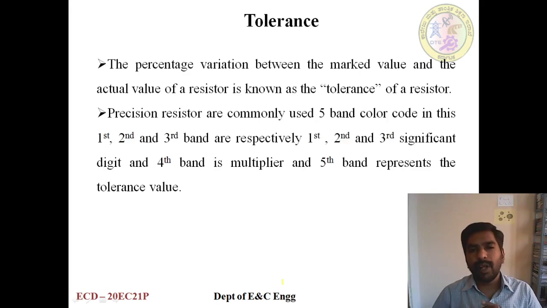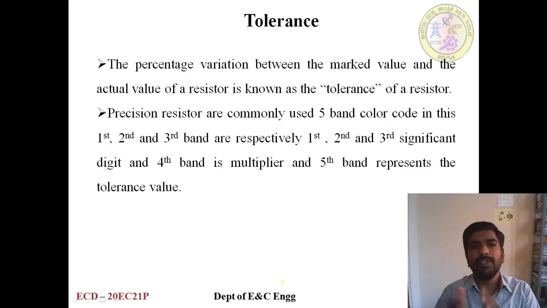And we come to the tolerance. What is meant by tolerance? Why is tolerance required? The tolerance represents the accuracy of the resistor value. While manufacturing the resistor, they may not manufacture the resistor value accurately. That's why there is some deviation. That deviation can be represented with the help of tolerance.